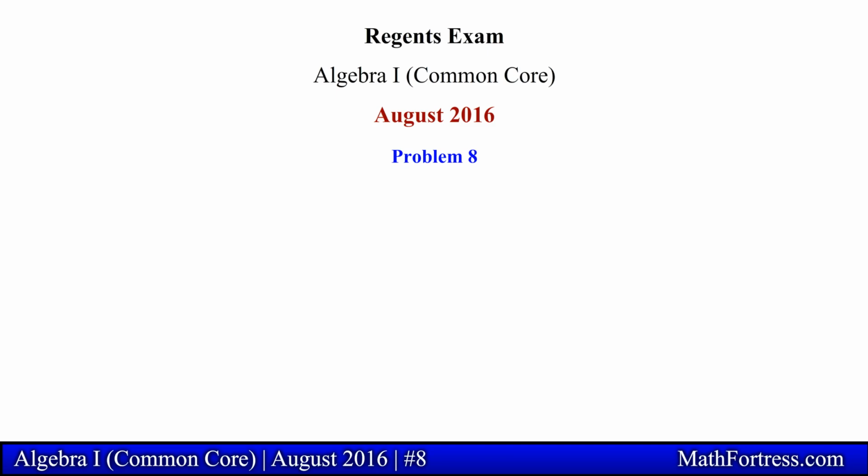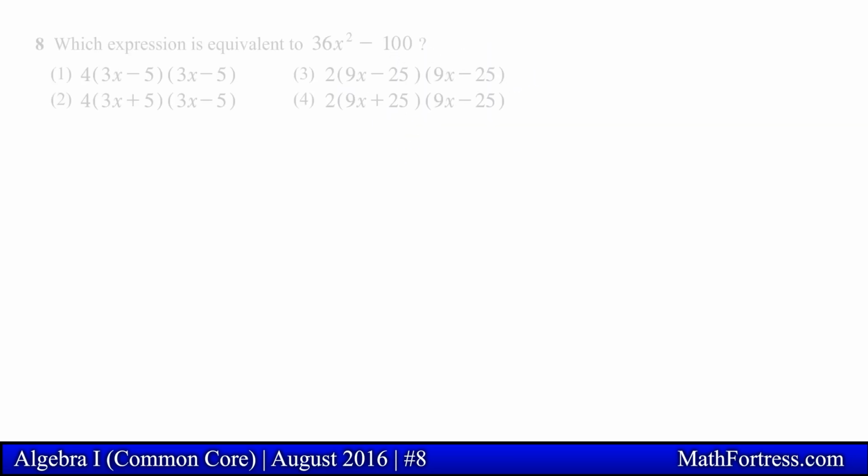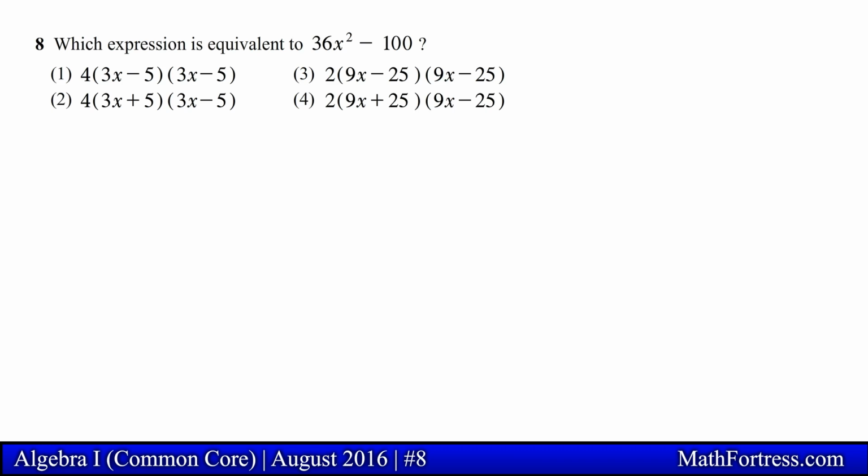Regents exam, Algebra 1, August 2016, problem number 8. Which expression is equivalent to 36x squared minus 100? In this problem, we need to determine which of the four options given is equivalent to 36x squared minus 100.